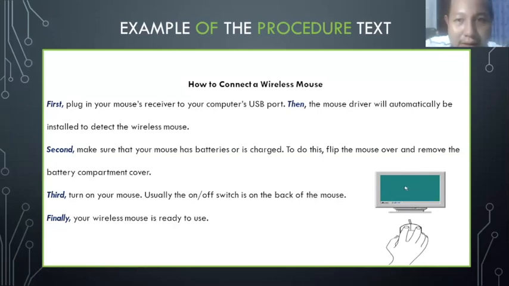The example of procedure text is how to connect a wireless mouse. First, plug your mouse receiver into your computer's USB port. Then, the mouse driver will automatically be installed to detect the wireless mouse. Second, make sure that your mouse has batteries or is charged. To do this, flip the mouse over and remove the battery compartment cover. Third, turn on your mouse. Usually, the on or off switch is on the back of the mouse. Finally, your wireless mouse is ready to use.